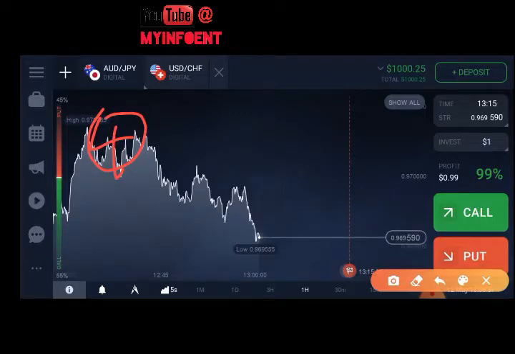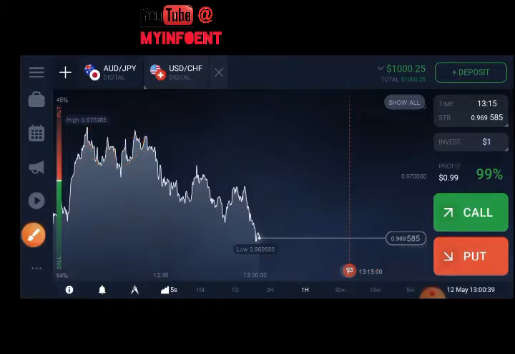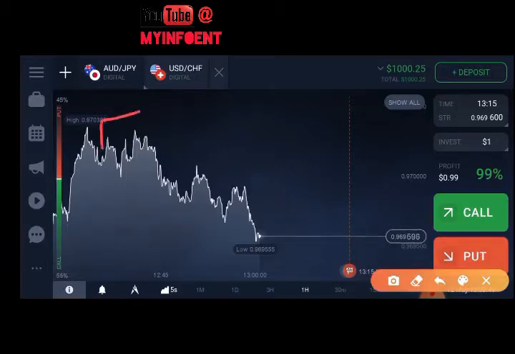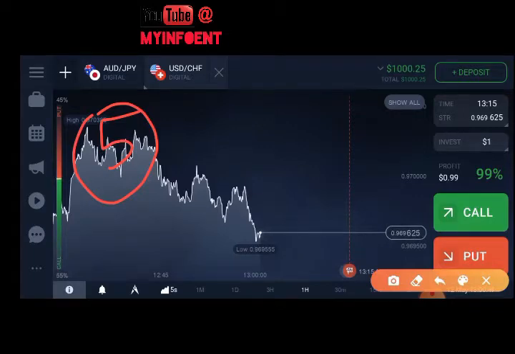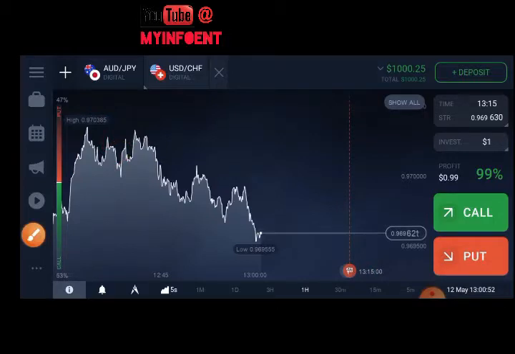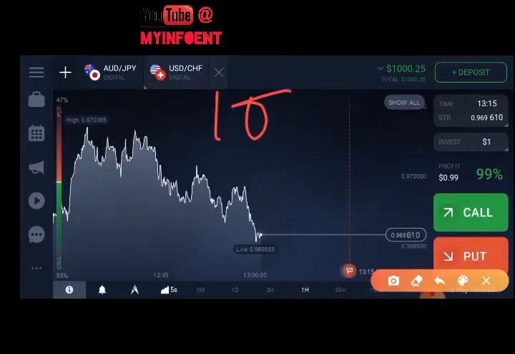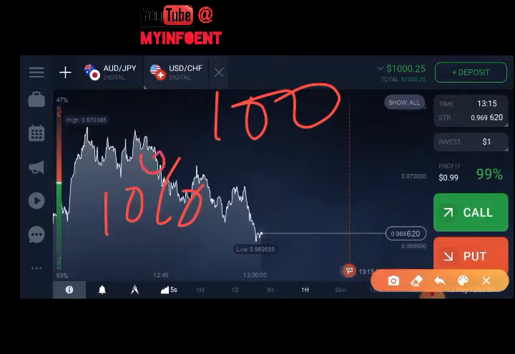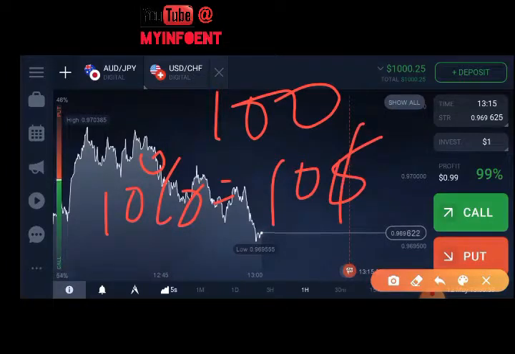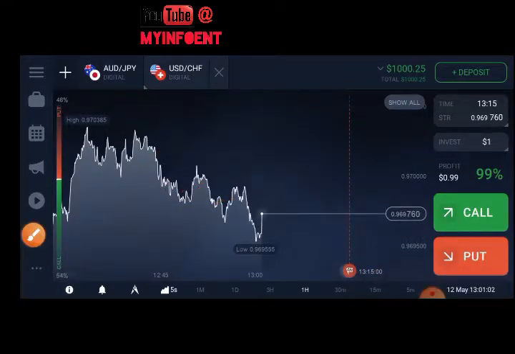You understand? So number 5, don't invest more than 10% of the total capital in your trading account. Don't invest more than 10%. Assuming you have 100% in your trading account, 10% of it is $10. So if you want to invest this $10 on a high, let me just make this trade.